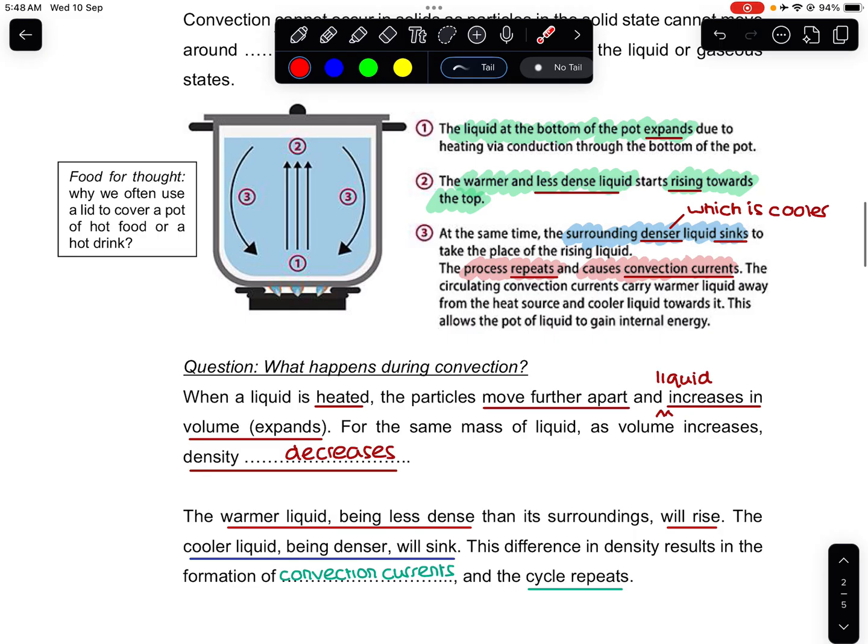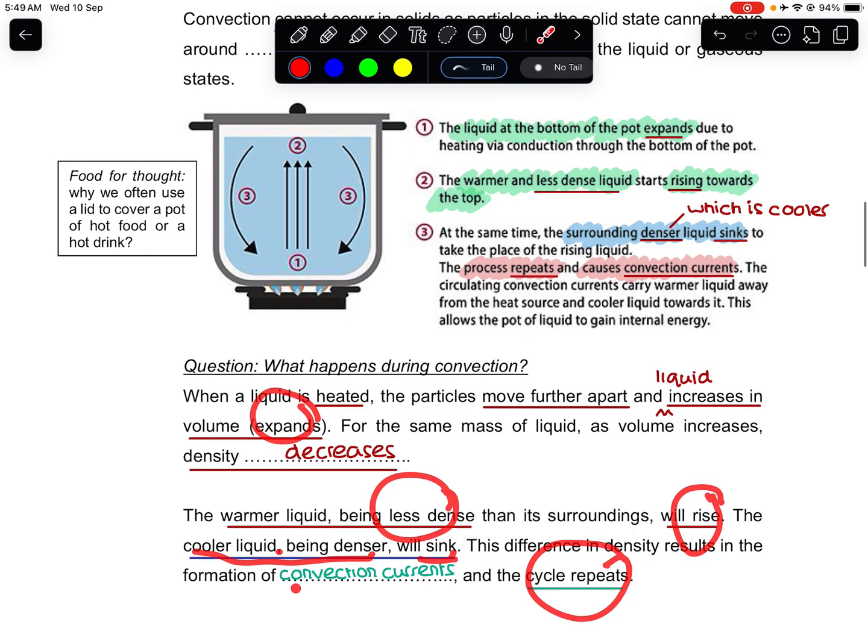Even in the bottom, when we attempt to describe what happens during convection, the same thing occurs. When a liquid is heated, we'll see the same three words: it will expand, become less dense, and rise. That's step one, to explain what happens to the liquid or fluid as it's being heated. Step two, I'll explain what happens in the top half, where the liquid, being cooler and denser, will sink. And in the final step, I will mention that the cycle repeats and convection currents are formed. If you're not sure, please check in with your respective teachers on this.